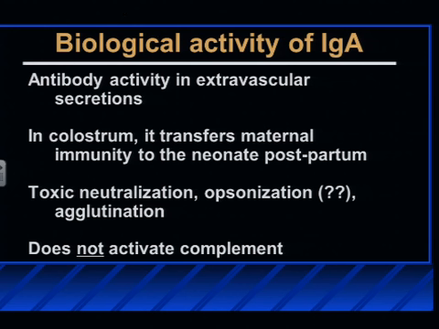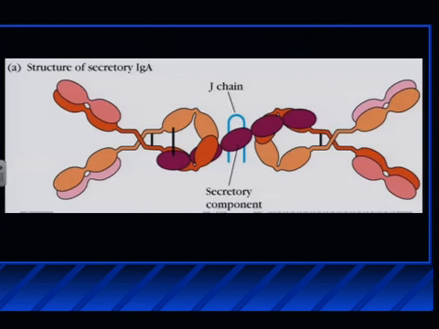Okay, it can neutralize toxins, it may opsonize, but it does not activate complement. Only IgG and IgM do that. Okay, and here's a picture of secretory IgA. Okay, two subunits right here, with a J chain and a secretory component.